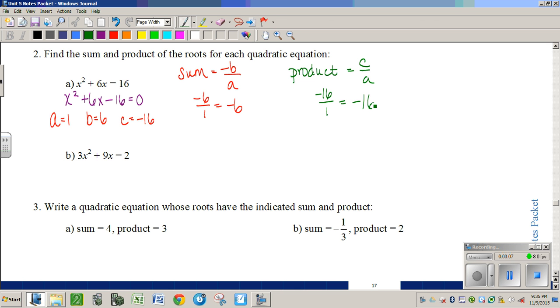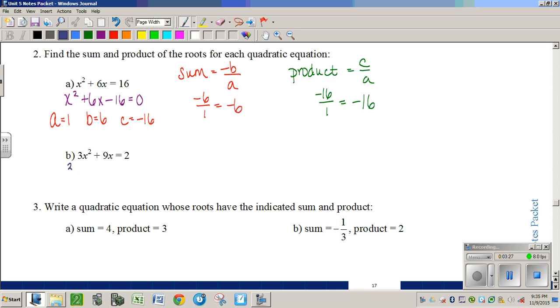So the sum of my roots is negative 6. So if I added my two roots together, whatever they may be, this doesn't tell me what they actually are, just tells me what the sum of them are and what the product of them are. Okay, so if I added them together, I'd get negative 6, and if I multiplied them together, I'd get negative 16.